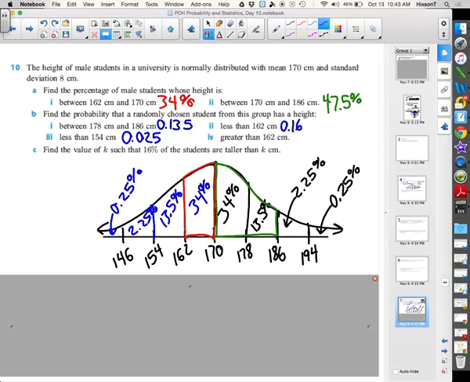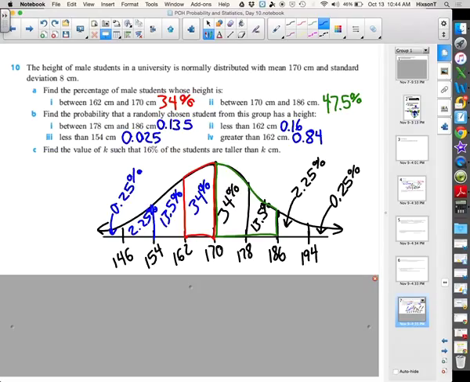Okay, and then greater than 162 centimeters, 0.84. Good. 50 plus this 34 is 0.84. Okay. Again, everything above the mean is 50%, and then we want just that extra 34%, so we're up to 0.84. Okay?